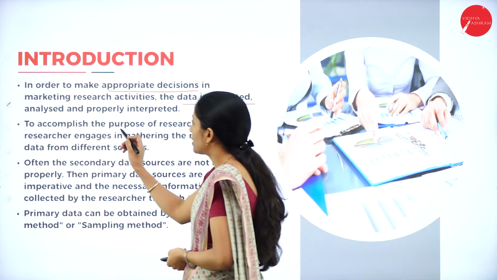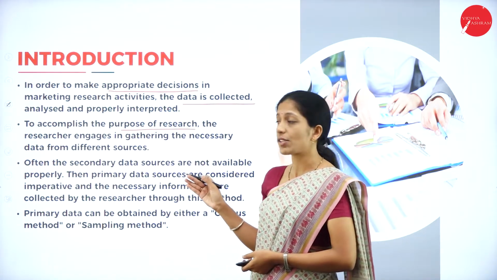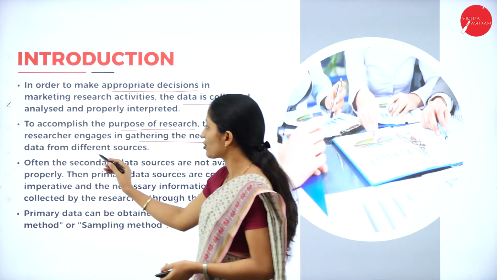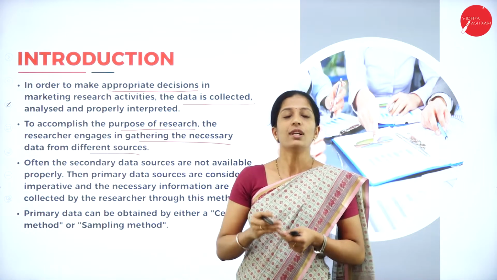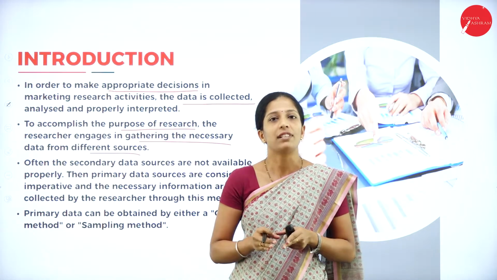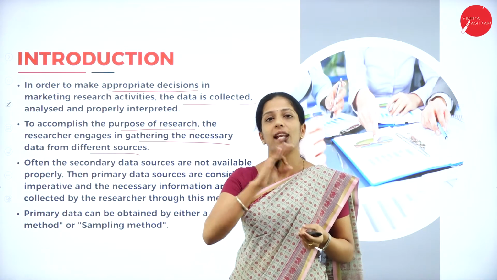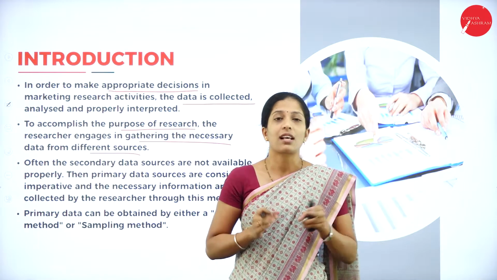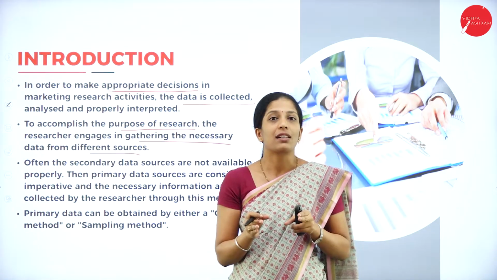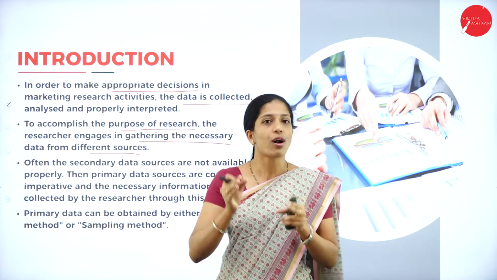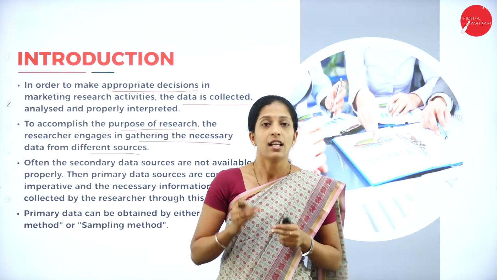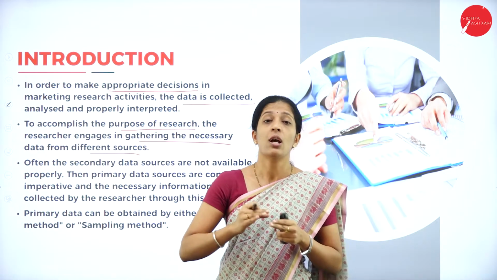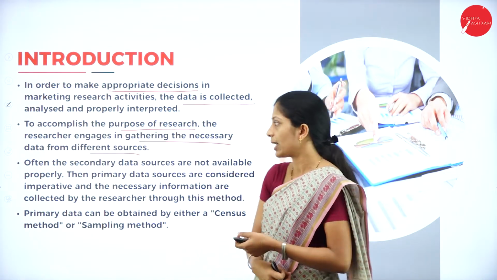To accomplish the purpose of research, the researcher engages in gathering the necessary data from different sources. In order to collect the data, we have learned that the researcher will go for various sources of collecting the data. Under that, we have learned the primary method as well as the secondary method. In both, there are a lot of sources to collect the data. It depends upon the researcher whether he has to go for primary data collection or secondary data collection.